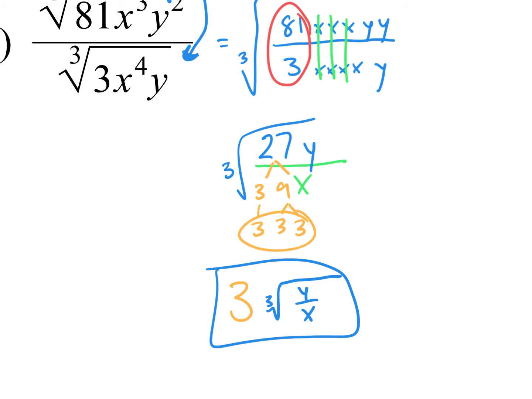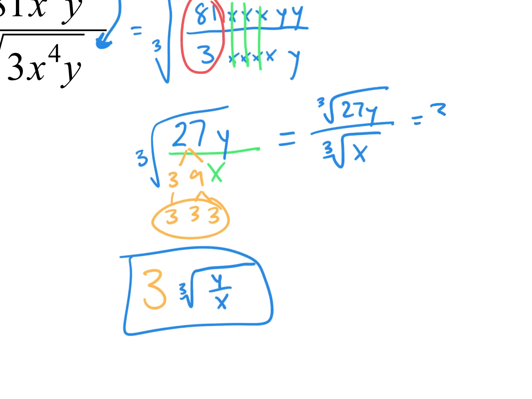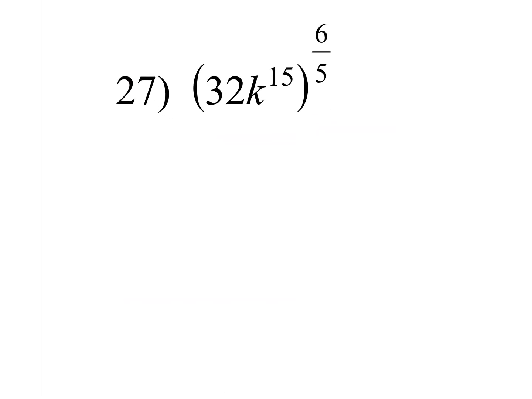If you wanted to, if you split it up here as the cubed root of 27y over the cubed root of x, you could have your answer as 3 the cubed root of y over the cubed root of x. That works too. Or you could leave it together. Either way is good.